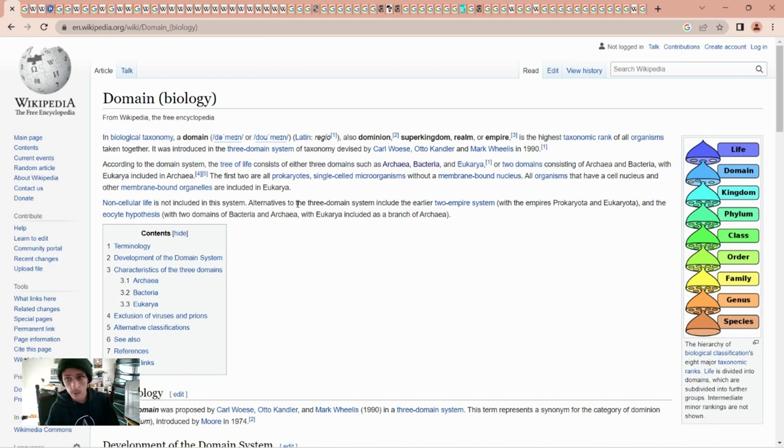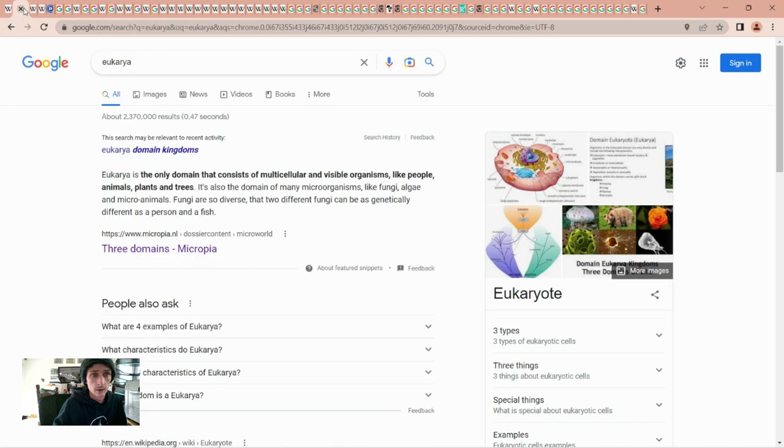So we're going to go ahead and just jump right in with the very top of biological taxonomy. So number one, you have domain, and there's three different domains. There's bacteria, archaea, and eukarya. And we're going to focus on eukarya. It's the only domain that consists of multicellular organisms, like animals, plants, and trees. So if it's multicellular, it's eukarya. It excludes bacteria and archaea. And those are almost the same thing.